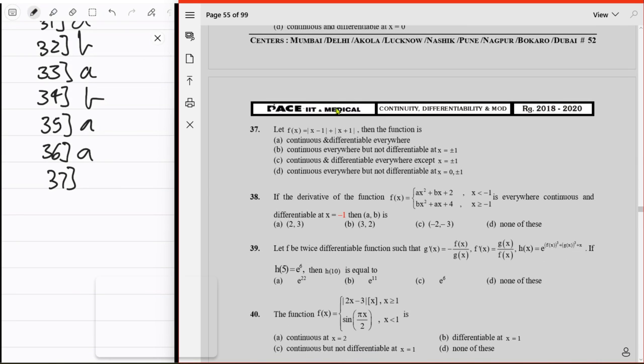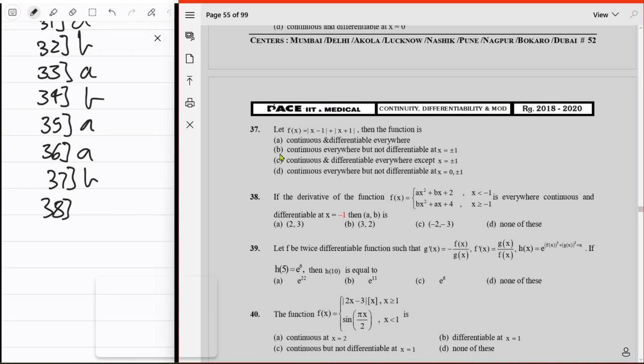37 is let f be this thing, then the function is continuous everywhere, right? Differentiable, not so much. Not differentiable at x equal to plus minus 1. Yeah, that makes sense, because it changes its definition, right? And then the slope changes by a factor of 2. So it's continuous everywhere, but not differentiable at x equal to plus minus 1. At 0, it is, in fact. So B is the answer.